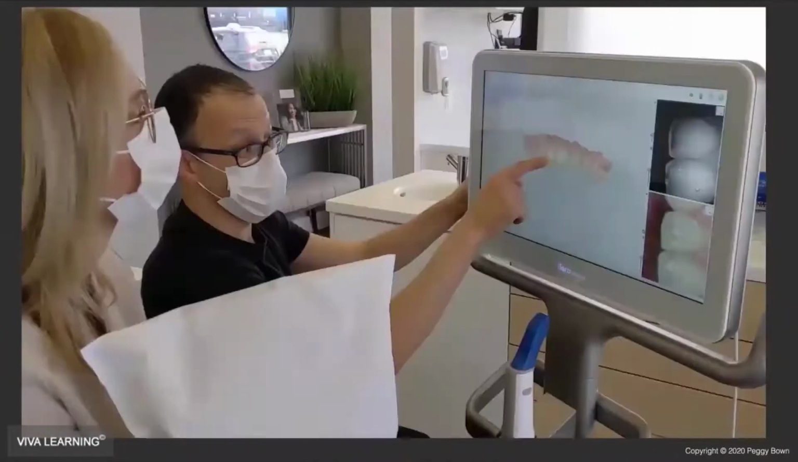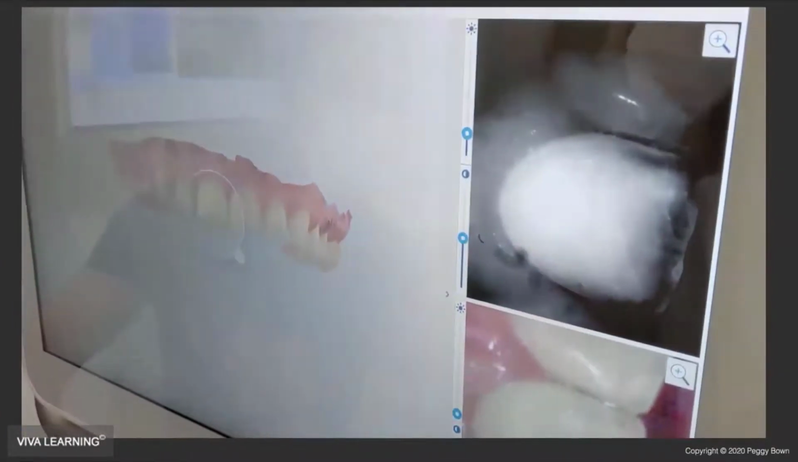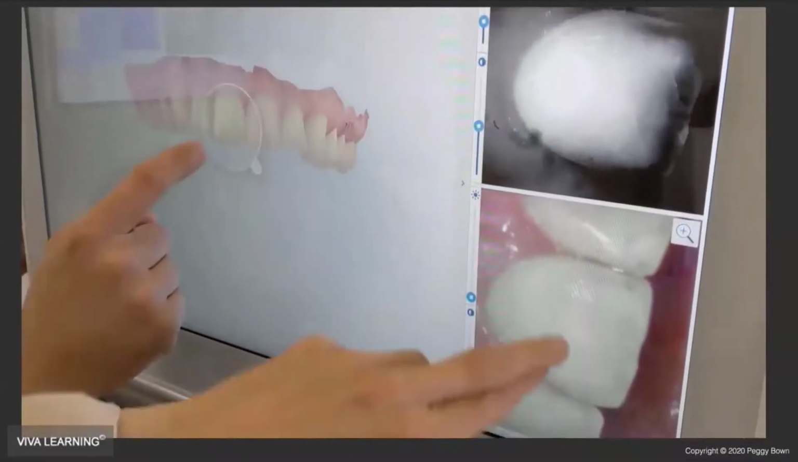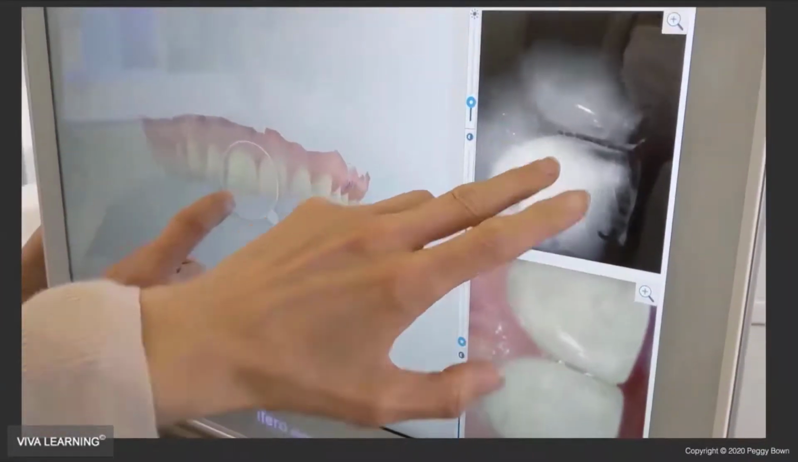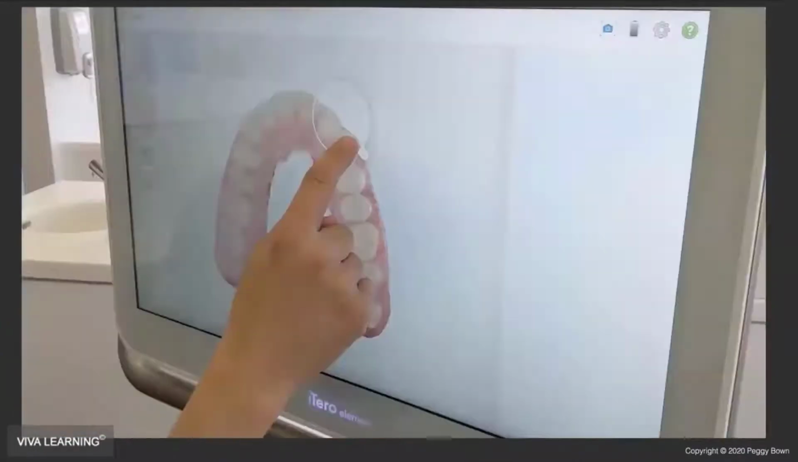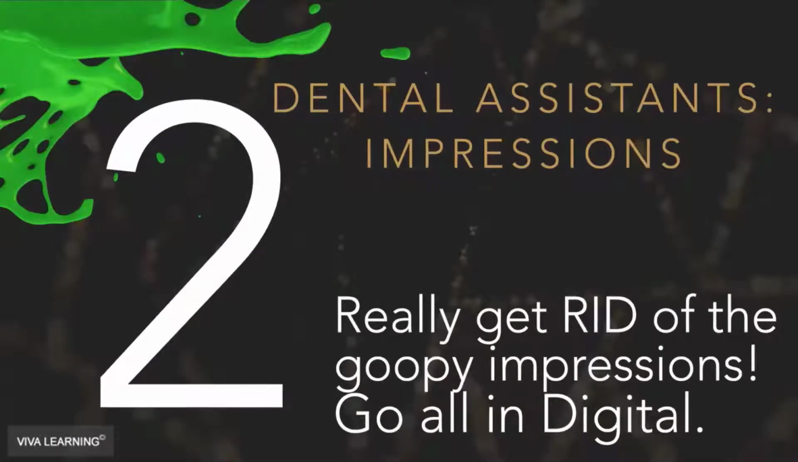And I thought to myself, we're actually being more thorough probably even than we would have been in a regular exam. So I think, again, it just proves the point that you can do so much with these scanners, even if the patient's not even in the room. So it's just wonderful. So the second way is with dental assistants and with impressions.